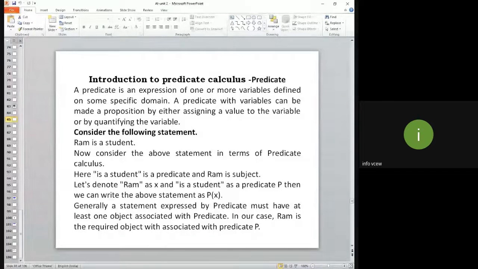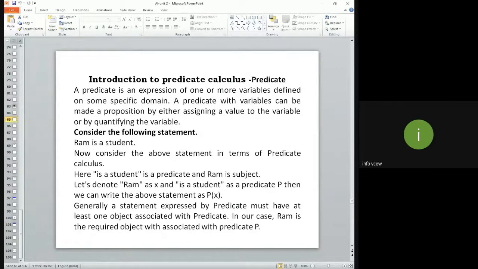Predicate is a student. So, student is a predicate, and Priyadashni is a subject. I am assigning Priyadashni as x. Then the above statement is rewritten as P of x. What is the meaning of P? P is a student, that is the predicate, and Priyadashini is the subject. So P of x is the statement you follow in predicate calculus.